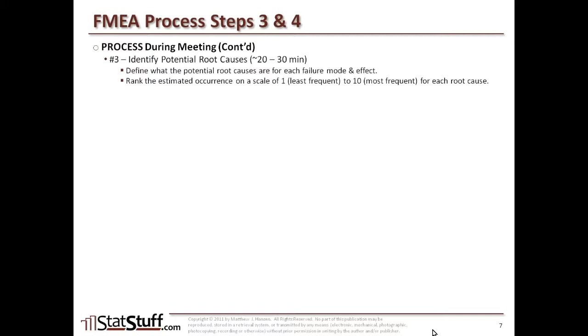And for each one of those potential root causes, we want to rank the estimated occurrence on a scale of 1 to 10, 1 being the least frequent, or it rarely ever occurs, up to 10 where it's the most frequent kind of occurrence for that particular root cause.